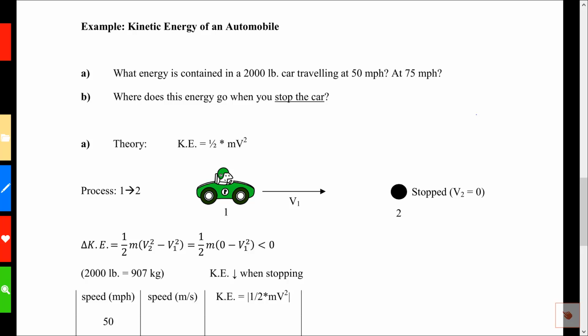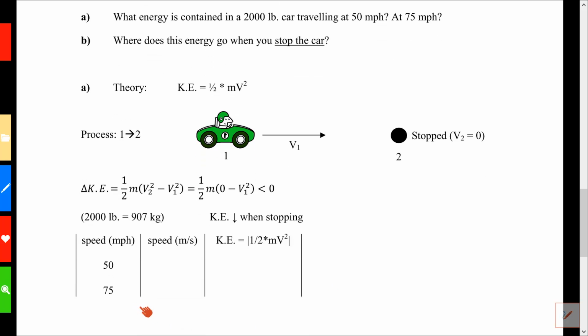Well, here's the theory. The kinetic energy is 1/2 mass times velocity squared. And I want to think about a process from state 1 to state 2. State 1 is a car traveling at velocity v1, and in state 2, the car is stopped. Velocity is 0. When we compute a process, we always go final minus initial. So I've got 1/2 m (v2 squared minus v1 squared), and v2 is 0. So I'm going to get a negative kinetic energy. So kinetic energy goes down when we're stopping.